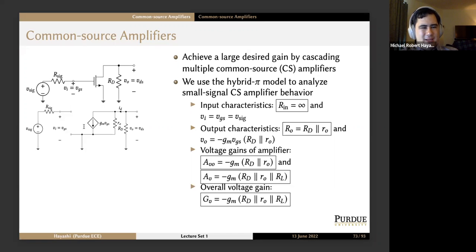Once we substitute in the hybrid pi model, for instance, we get the circuit on the bottom left, which is VSig, RSig, and then there's this open circuit between gate and source. And then in our model, we have this voltage controlled current source, the output resistance from the early effect, and the drain resistance. Notice the source is grounded, so we just put the bottom of our hybrid pi model to ground.